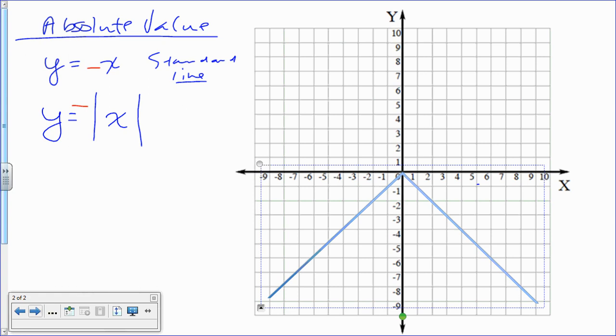You guys see that? So I have the parent graph, right? The parent graph is always going to look like that V facing up. If I add a negative, it's going to do what to it? It's going to flip it down. Okay? Now, what would my slope be on this?